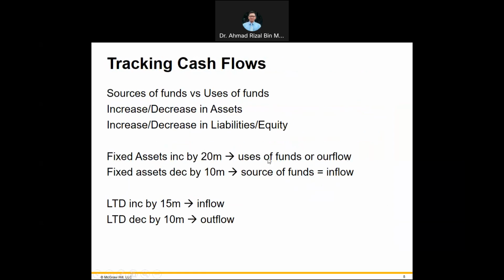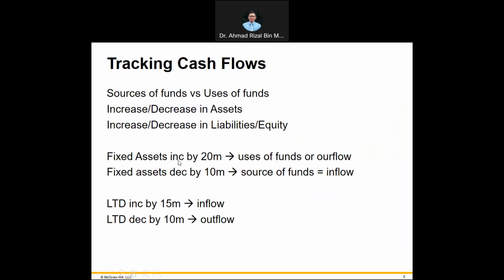Now, the best way to keep track of the cash inflow and outflow is by referring to the items in the balance sheet. Based on the balance sheet identity, the left-hand side is the assets, and the right-hand side is the liabilities and equity. And the best way is to look at the movement, whether there is an increase or decrease, to determine whether there is an outflow or inflow of funds, asset, or cash flow.